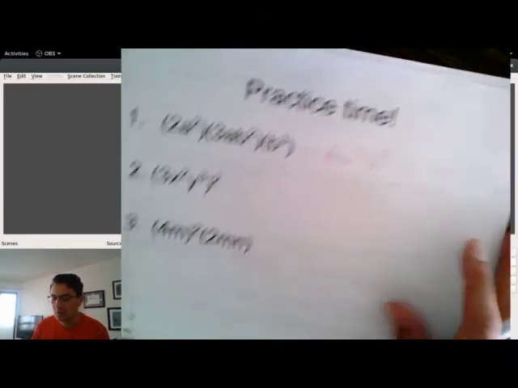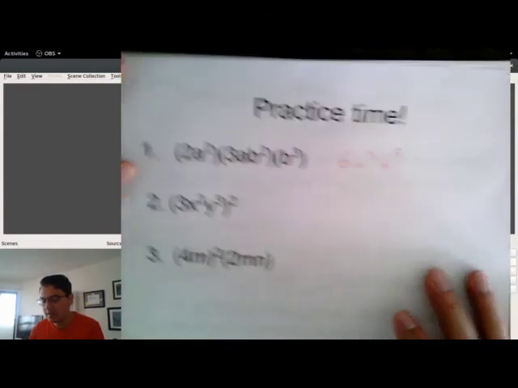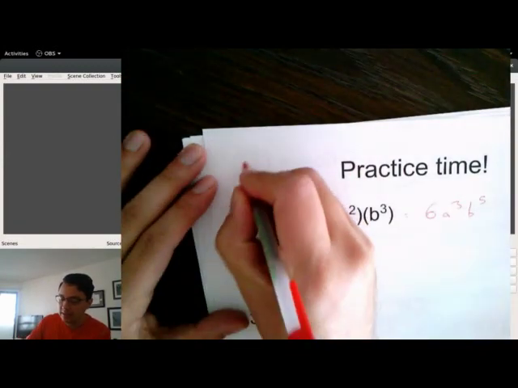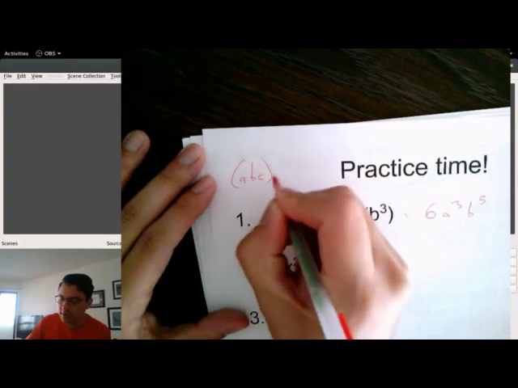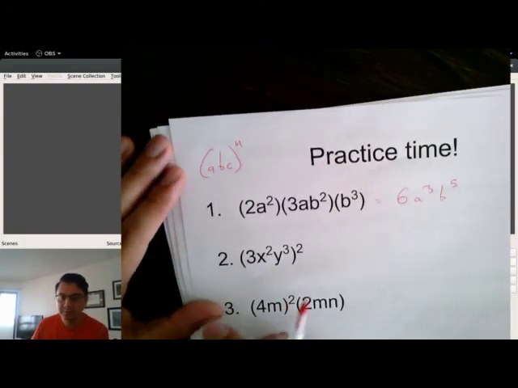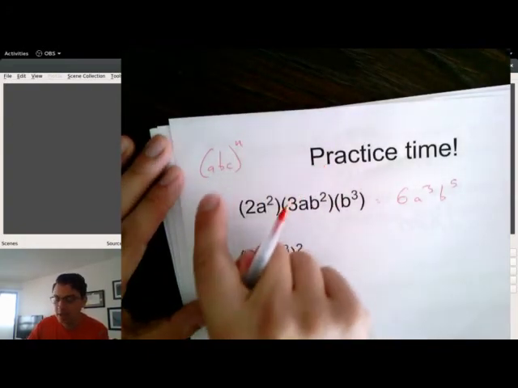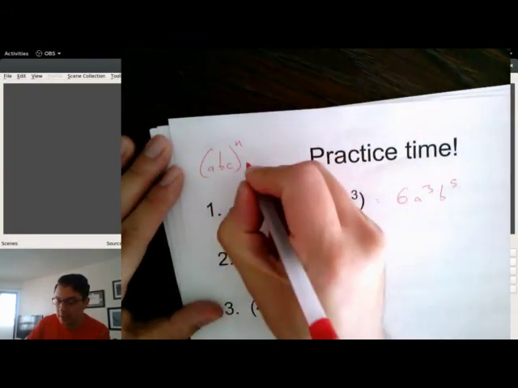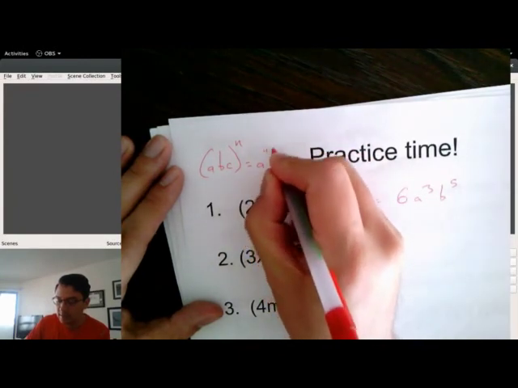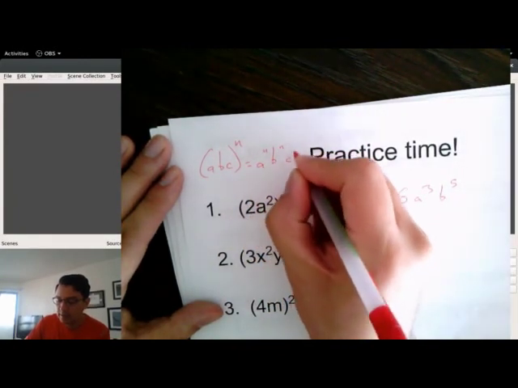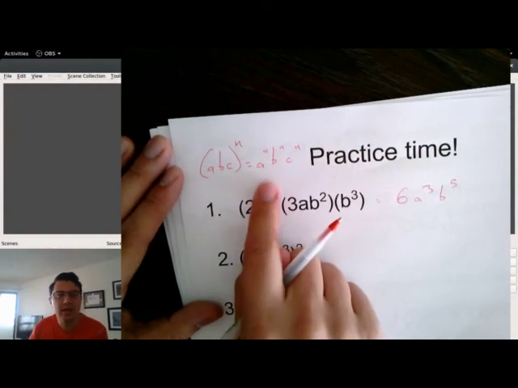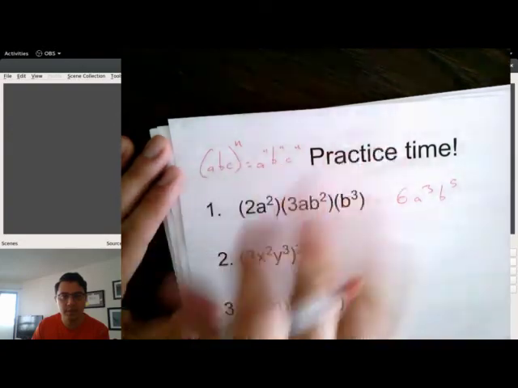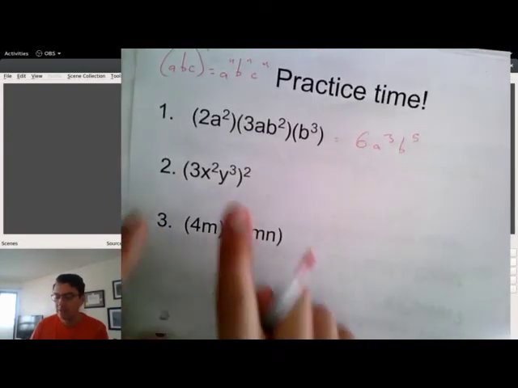There is a rule that is not covered in the book. I think I mentioned this to the F block class, but I'll mention it to both classes again. If you have multiple things multiplied together, raised to a power, you apply this exponent to everything on the inside. So it goes to all three pieces of the monomial. This would then become a to the n, b to the n, and c to the n. This rule actually does have a name. I forget what it is, but I'll look that up and tell you guys about it in class. So let's go back to this one here.